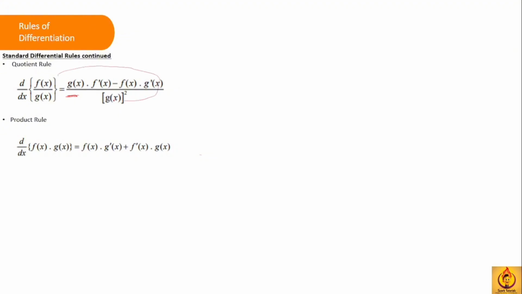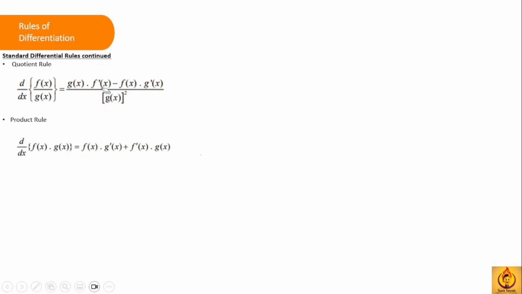Here in your numerator, it must always stay like that. You can't change these products. You can't have the derivative of g of x multiplied by f, and then the derivative of f of x multiplied by g of x. You can't do that. It must always stay like that.